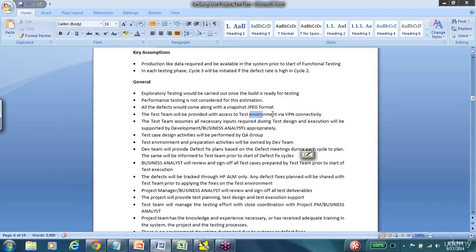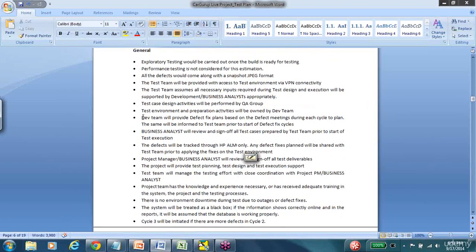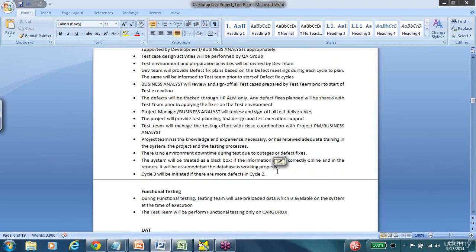So we are talking about the test environment, how we are going to report defects, what kind of testing is carried out, what the team responsibilities are. So we are generally laying out the overall assumptions or preconditions that would be required in order for us to go ahead and start testing.